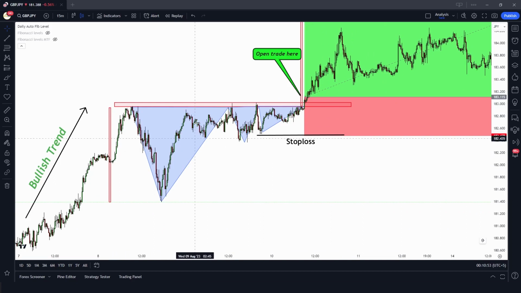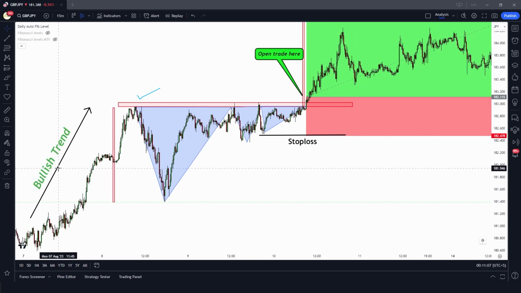So in ascending triangle pattern, what's happening is these triangles are forming below this resistance zone and they become smaller and smaller with time. The prior trend is bullish in direction, as we can see here. The prior trend is in the bullish direction and moving in the upward direction. Then the market meets this resistance zone, and then there's the formation of these smaller and smaller swings.